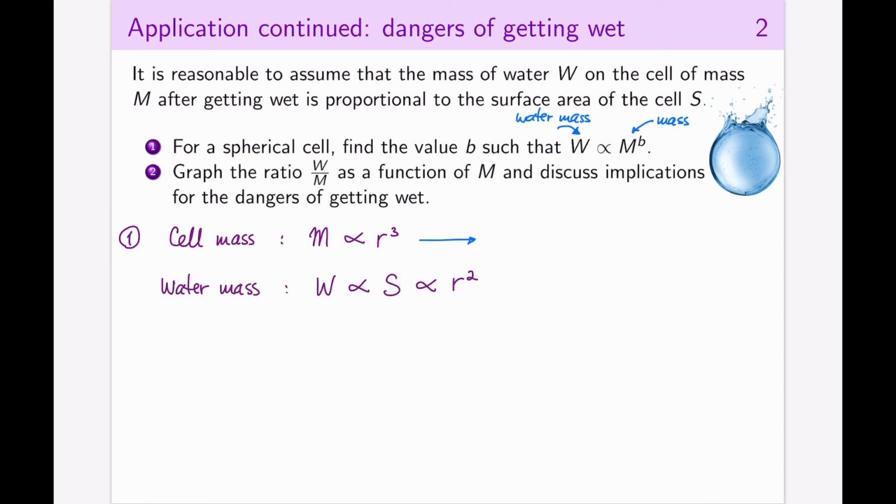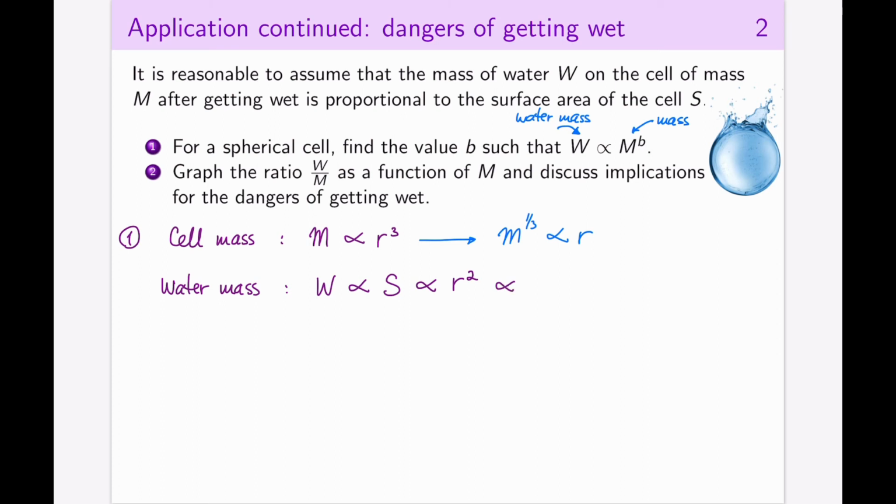If I take the cube root of both sides, on the left side I'm going to have M to the power 1/3, proportional, and on the right side, the cube root of R cubed is simply R. Now this is great news because then I can plug that into the expression for R. So R is proportional to M to the power of 1/3, and here I have R squared.